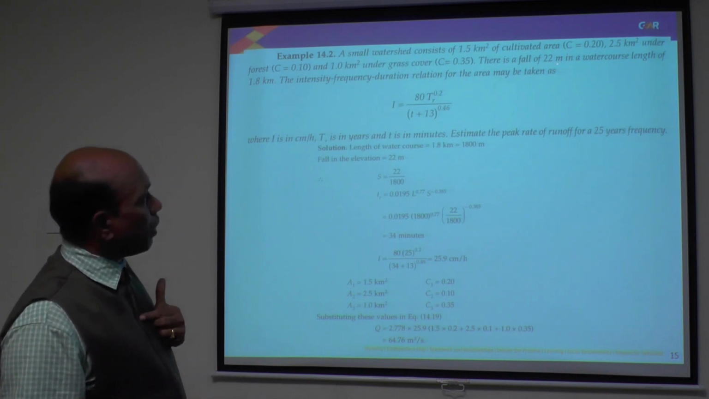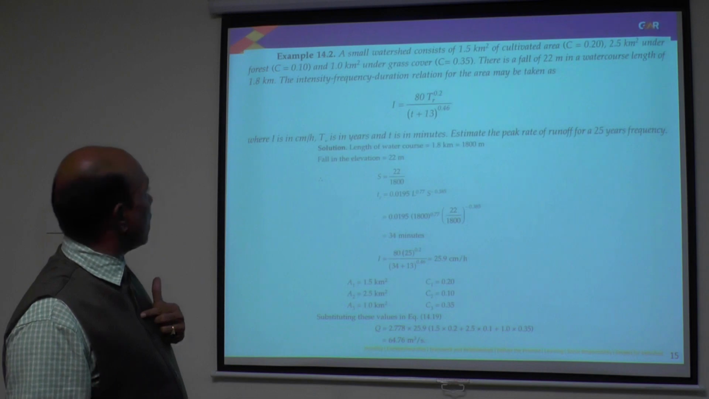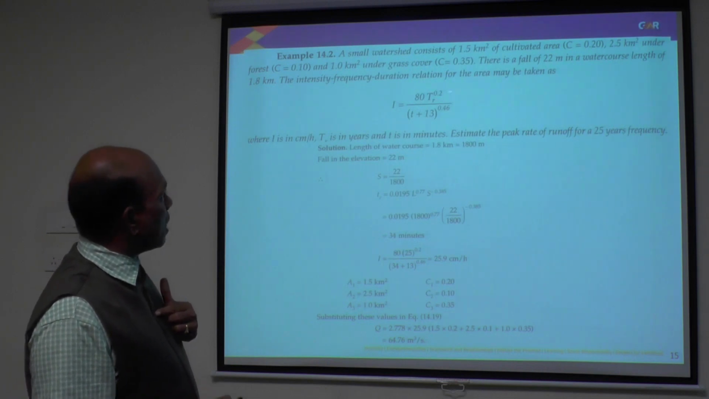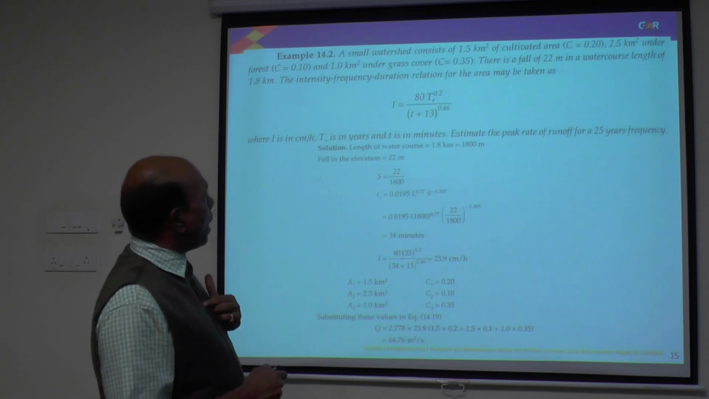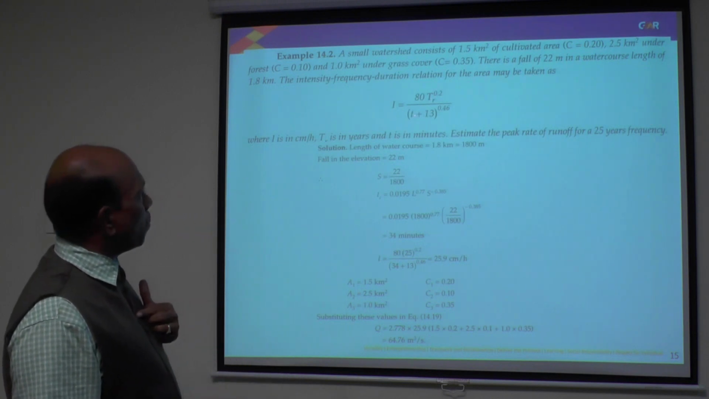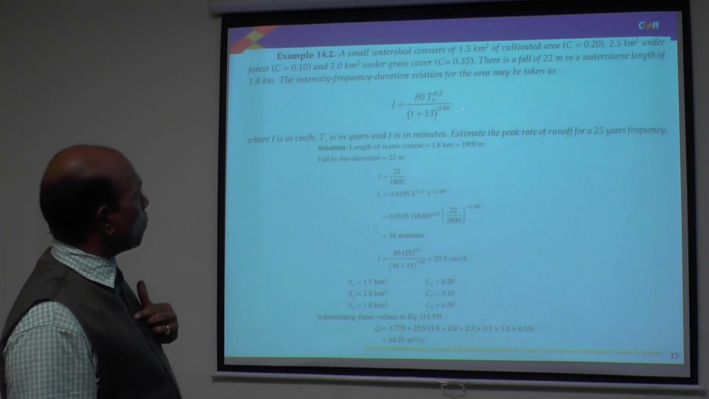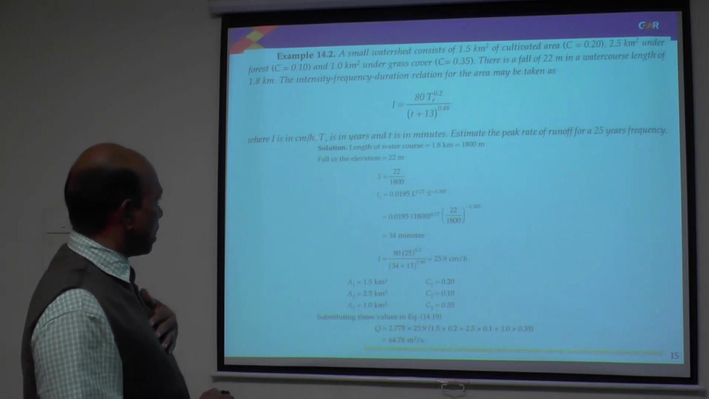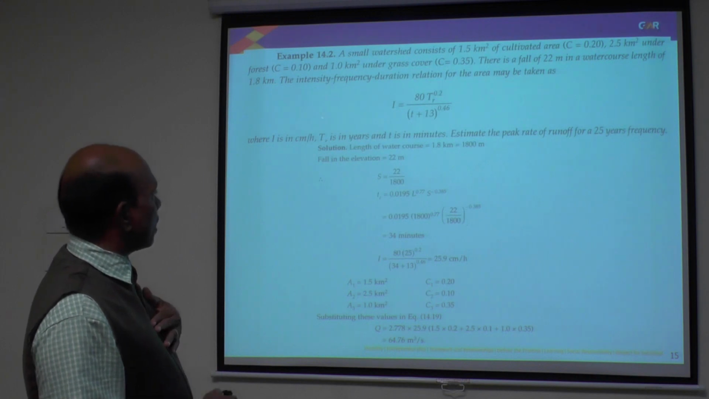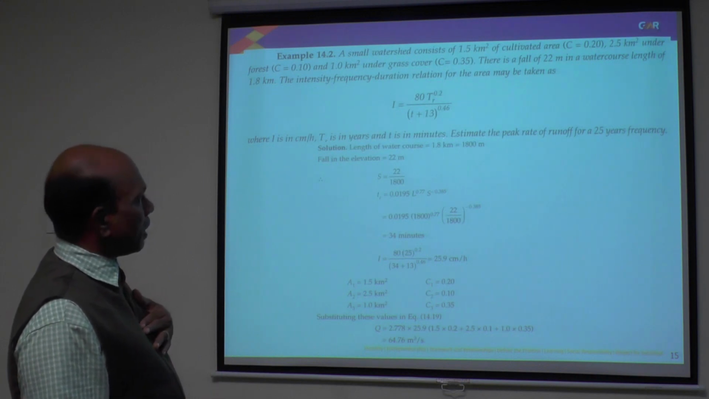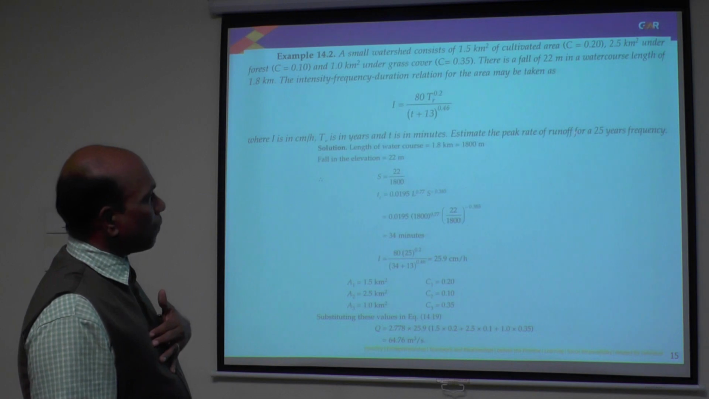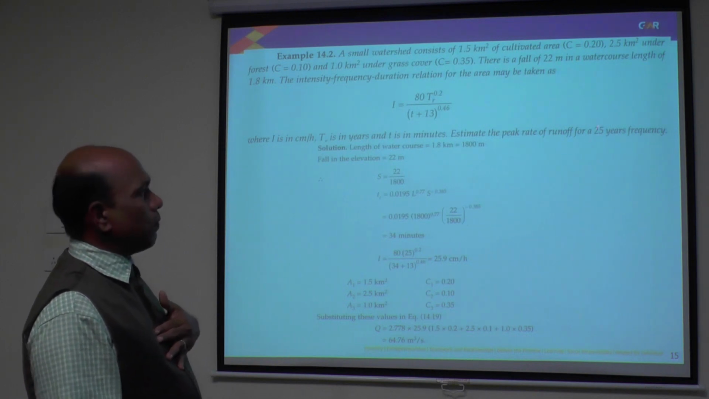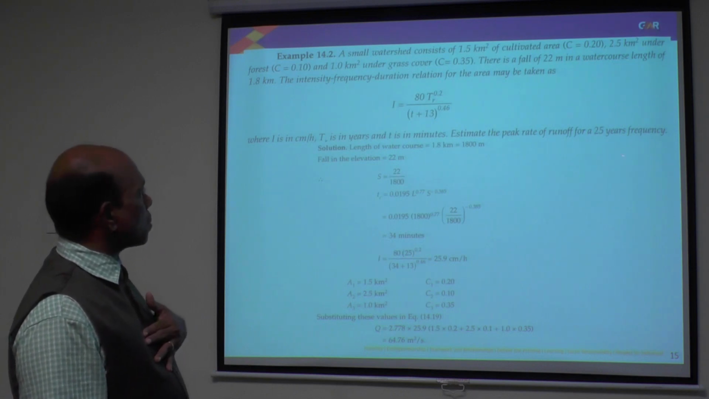There is a fall of 22 meters in the watershed at a length of 1.8 kilometers. The intensity-frequency-duration relation given is I equals 80 TR power 0.2 divided by (T plus 13) whole power 0.4, where I is in centimeter per hour, as in the earlier problem, TR is the return period in years, and T is in minutes. Estimate the peak rate of runoff for 25 years frequency. Here the frequency, or return period, is also given.